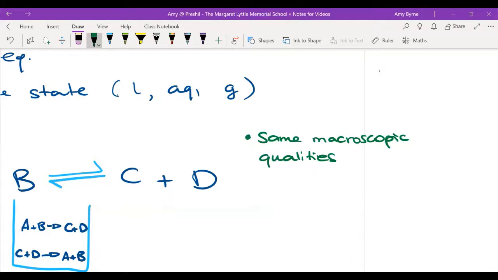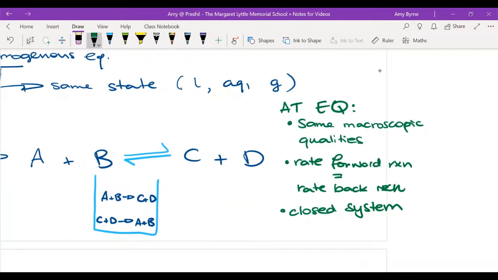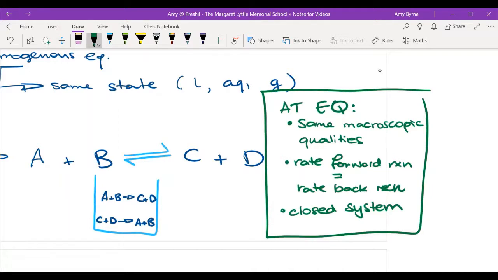Okay, so for something to be at equilibrium, the rate of the forward reaction has to be equal to the rate of the back reaction. Now, at equilibrium, we talk about a closed system. So I can't be adding or removing stuff at equilibrium. I need to retain those initial points.